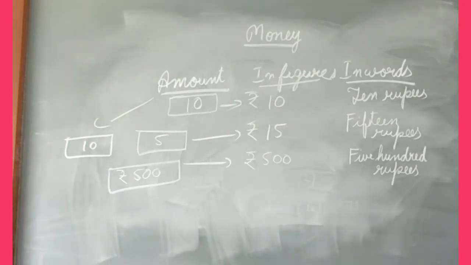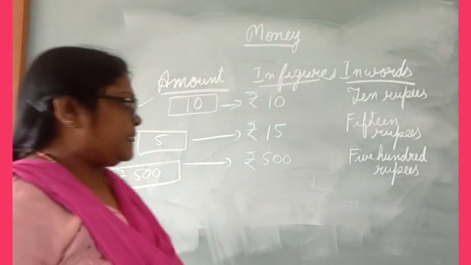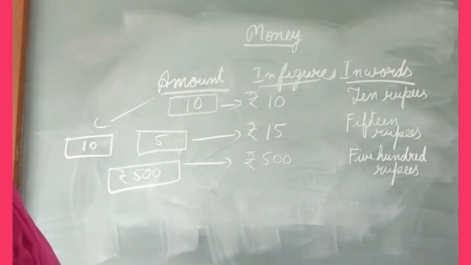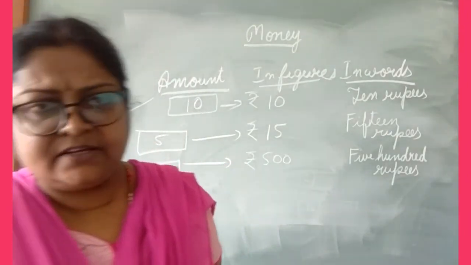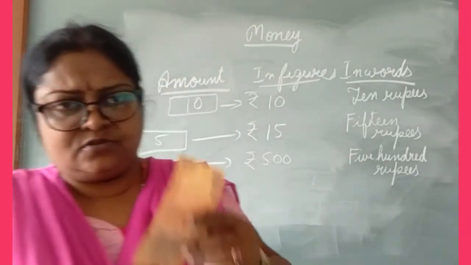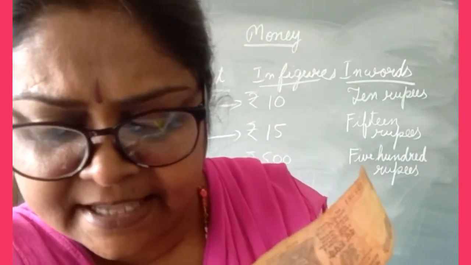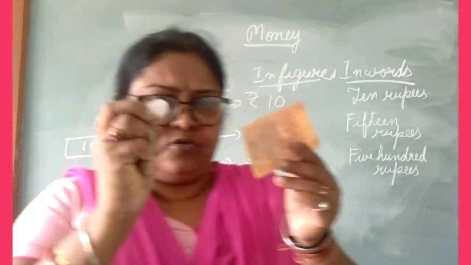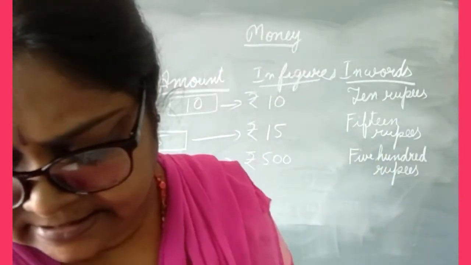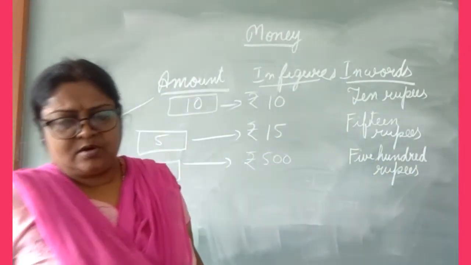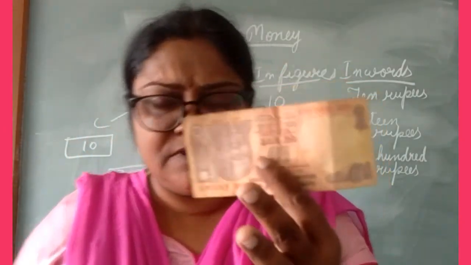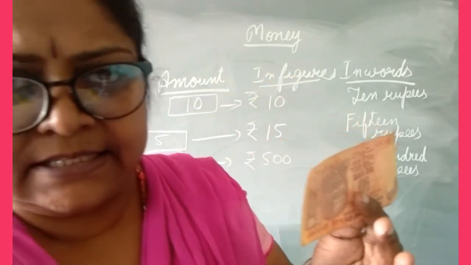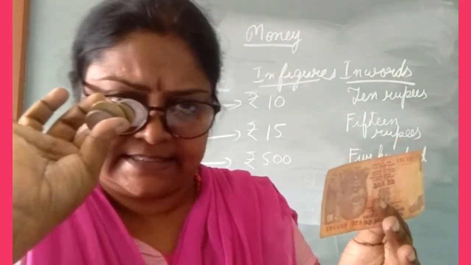So what you have learned today: we have started the money chapter. In that money chapter you have seen Indian currency. Indian currency has two units, you know. One is rupees, notes, and these all are paisa. Rupees and paisa, Indian currency has. So you have seen that rupees we also call notes, and paisa we call coins.